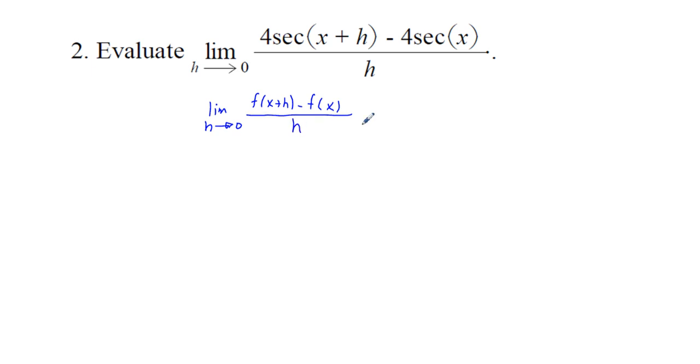So according to this format, our f of x here corresponds to 4 secant x. So we can rewrite this as a function as f of x equals 4 secant x.